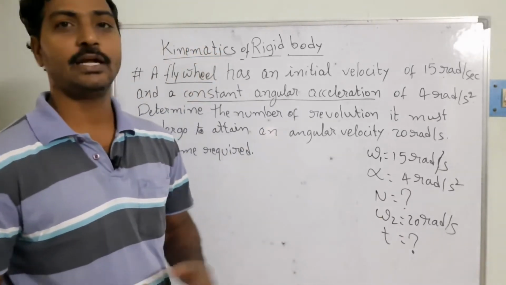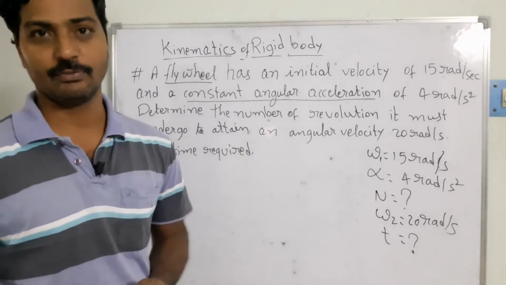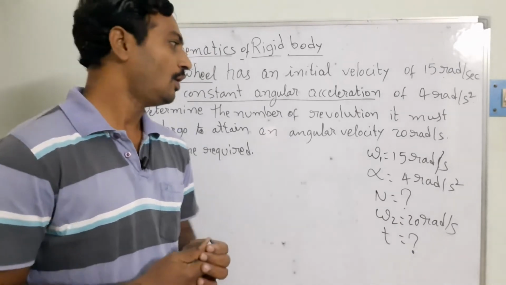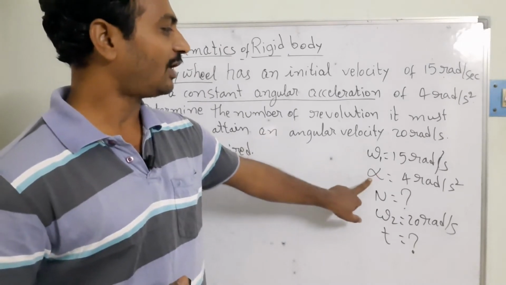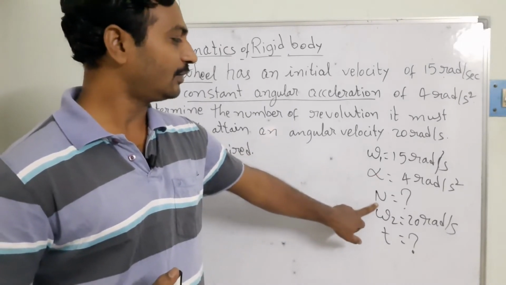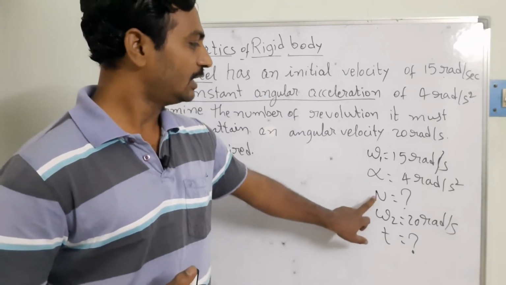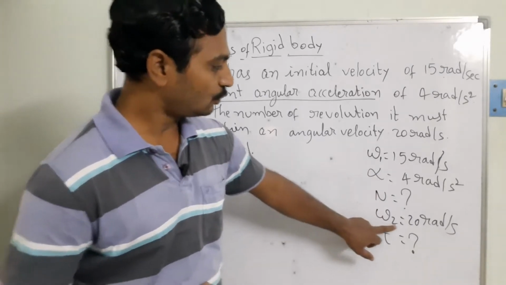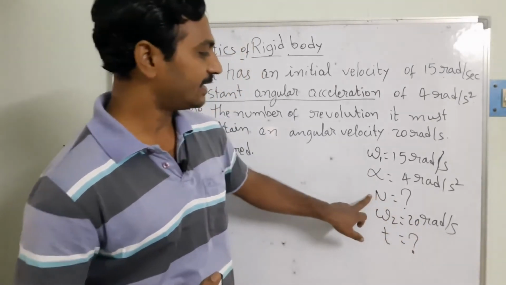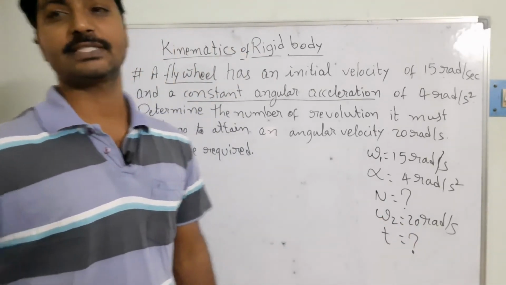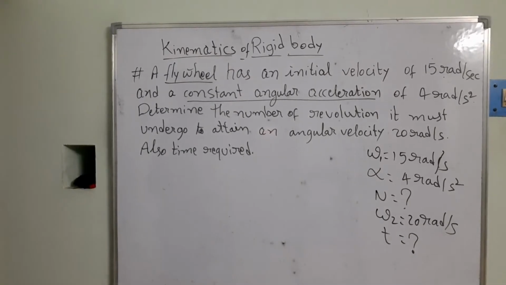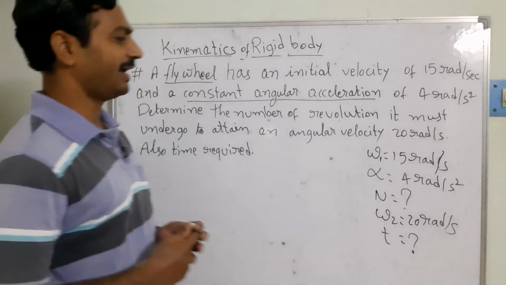As we know, we have different parameters available, and that is what we are going to use. What is that? Omega 1 is available, omega 2 and alpha are also available, so that I can calculate the n value. Suppose when it reaches omega equal to 20 radians per second, what is the time required to reach this 20 radians per second? So from the given data, I am going to write that equation.